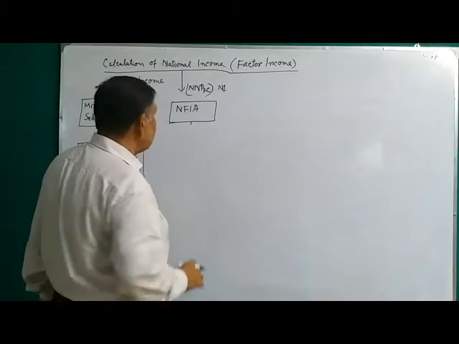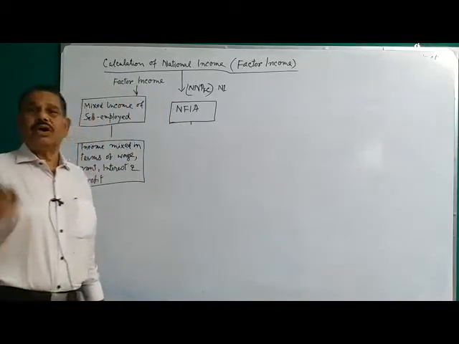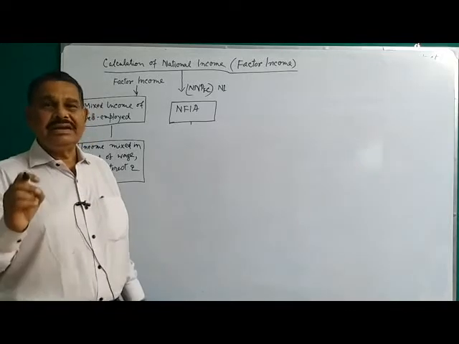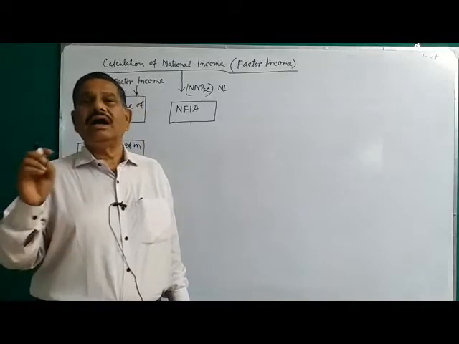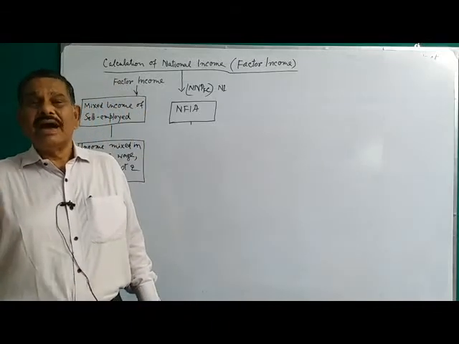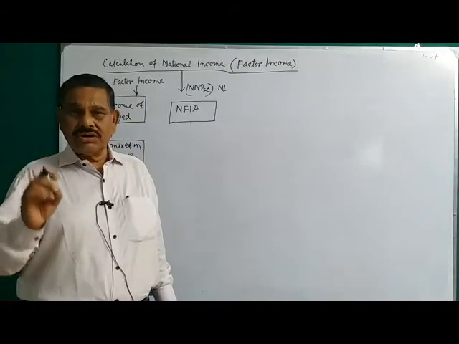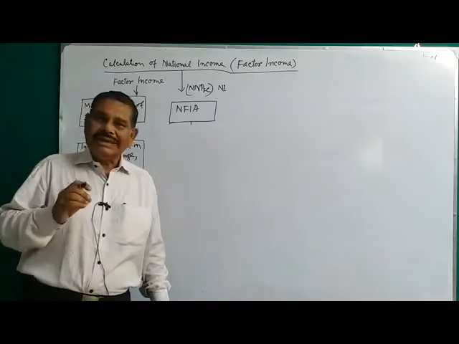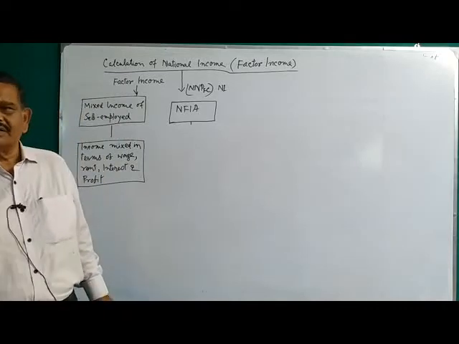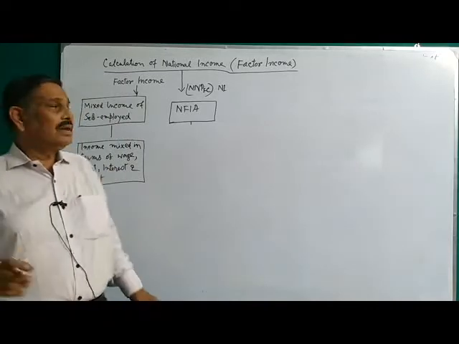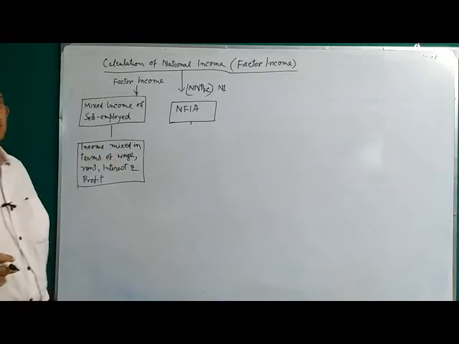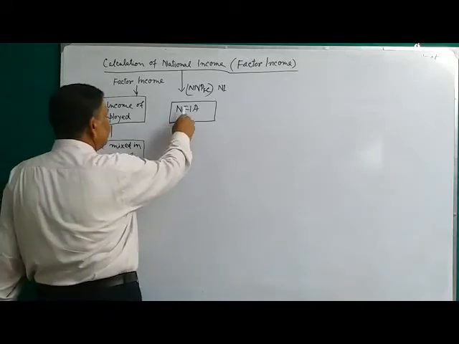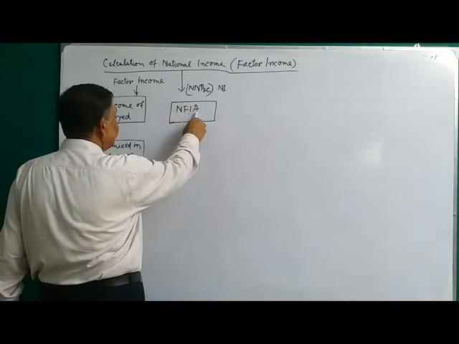NFIA means the income earned by the Indian people from other countries, minus the income earned from India by the non-resident people. If we deduct the second from the first one, we will get net factor income from abroad. Am I clear? This is net factor income from abroad.